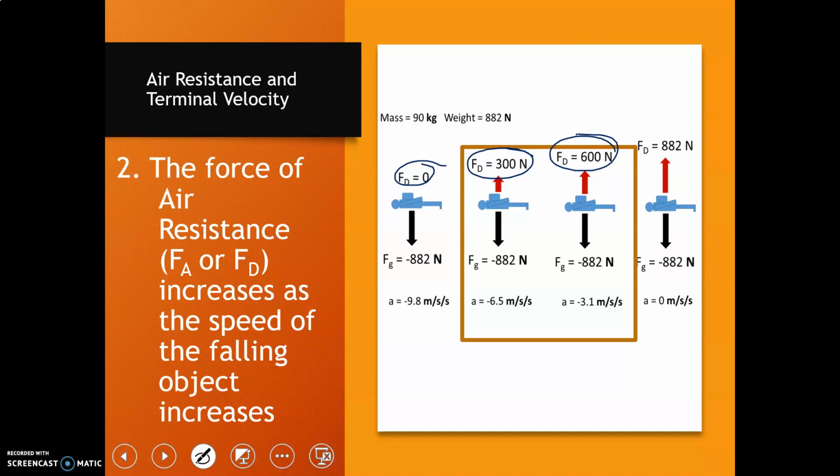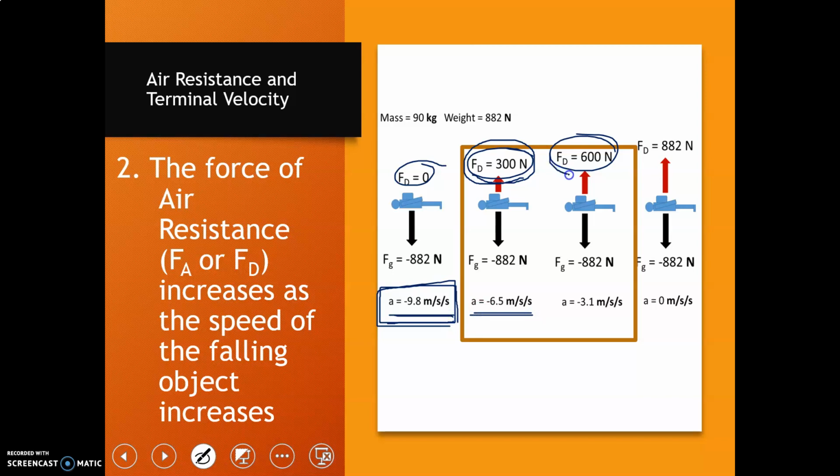So that's because this gravity is acting on the object, pulling it towards the center of the earth, right? So remember, everything as it falls, it accelerates due to gravity. So essentially at the beginning, there was an acceleration of 9.8 meters per second squared, and that's because there was no drag to interfere with the gravity. As we start adding drag, so now there's air resistance of 300 newtons, now the acceleration is slightly less. Instead of being negative 9.8, it's only negative 6.5.